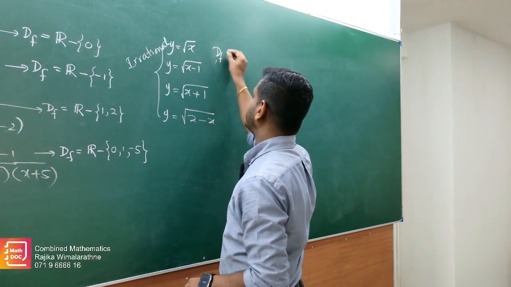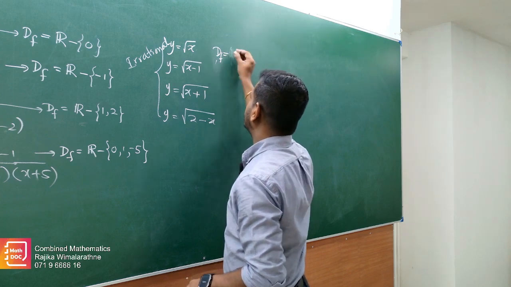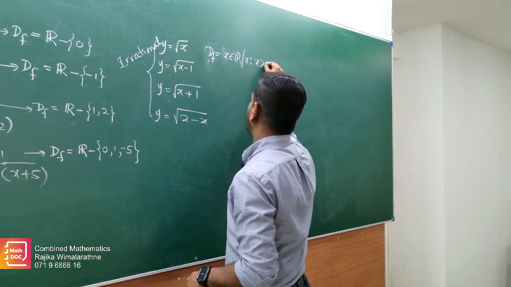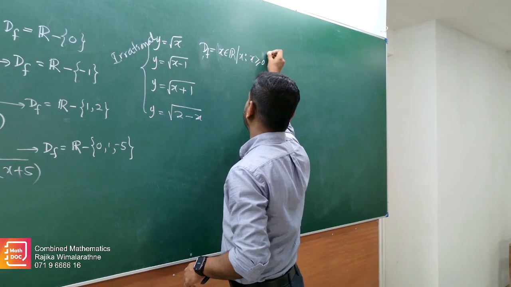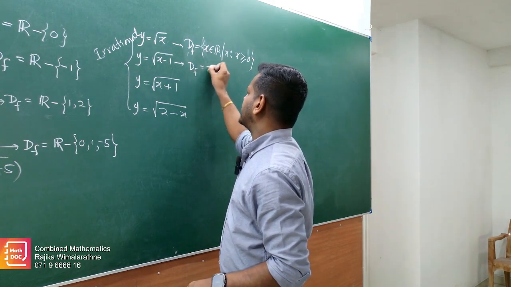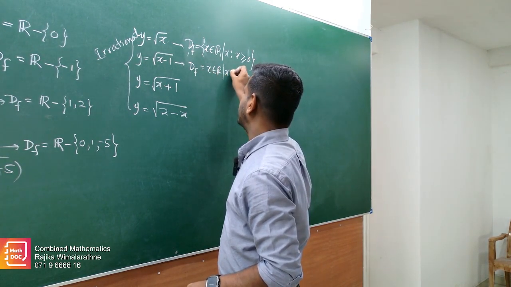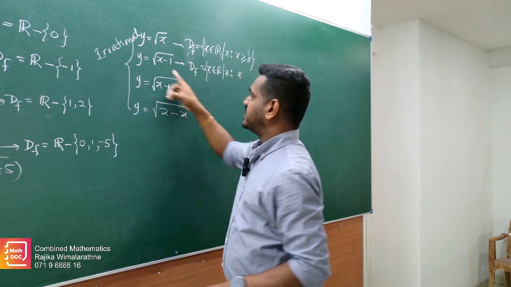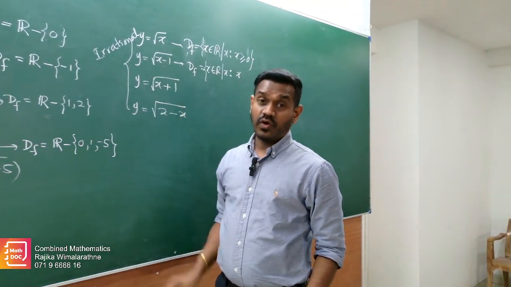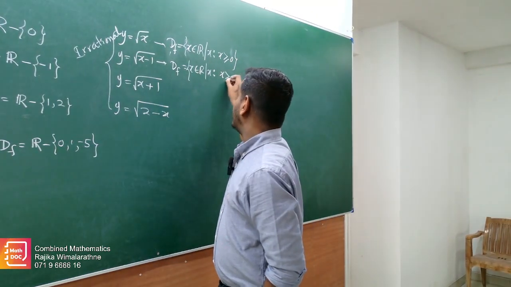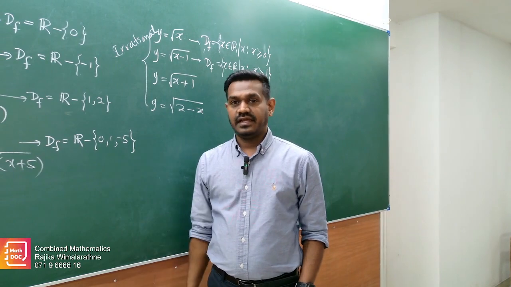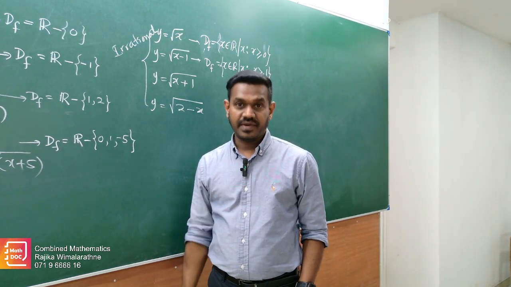Then here the domain is the set of real values x such that x is greater than or equal to 0. And for this case, the domain is the real values x such that the values here must be positive, no? Therefore, x must be greater than or equal to 1. So you better write it within curly brackets, because domain means a set. Then to represent a set, you need curly brackets.